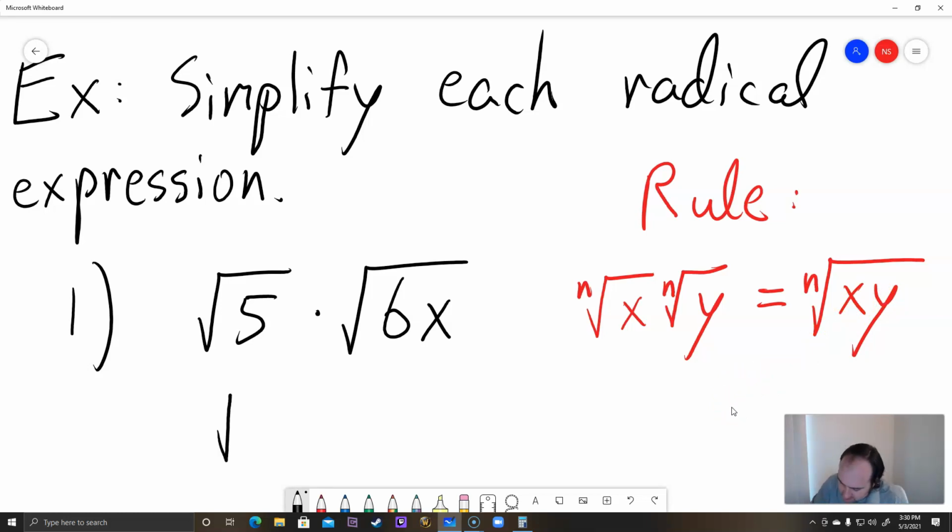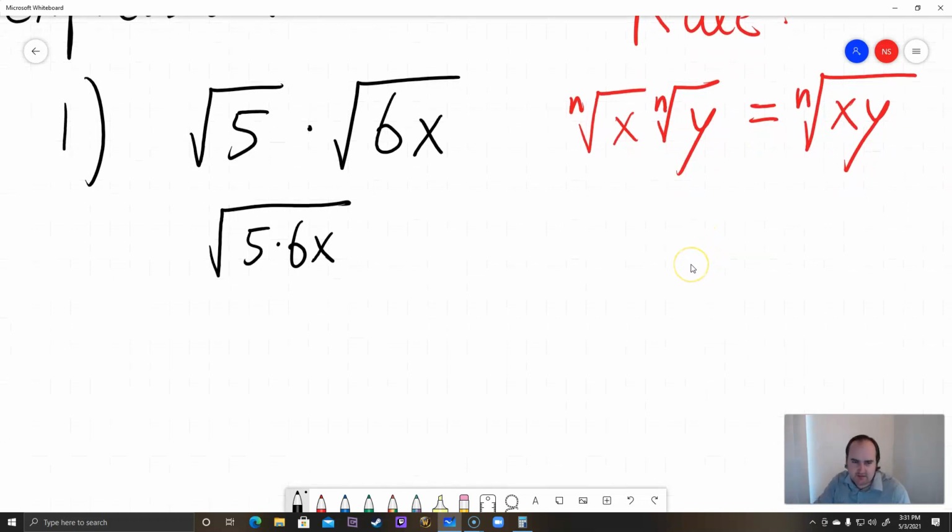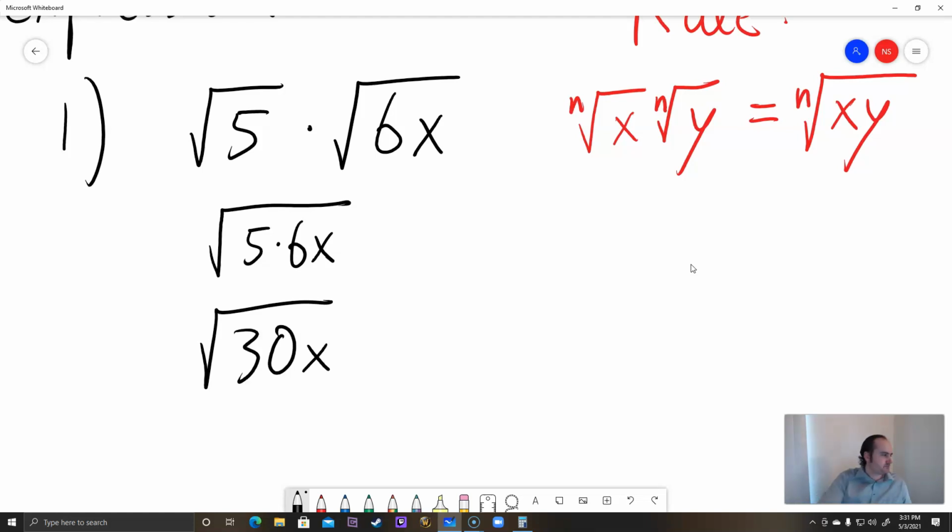Okay, so this is going to give us root 5 times 6x. So the square root of 5 times 6x. All I did there was take the 2 radicals and combine them into 1. And then we should all know that 5 times 6 is 30. So we have the square root of 30x.